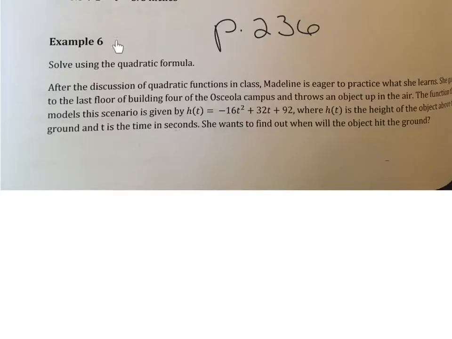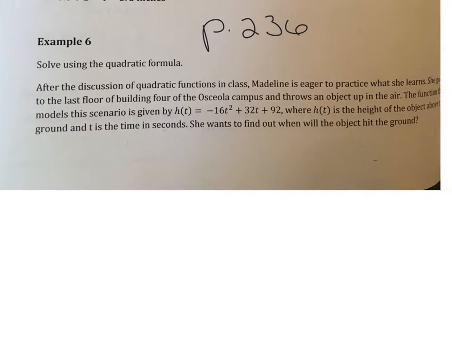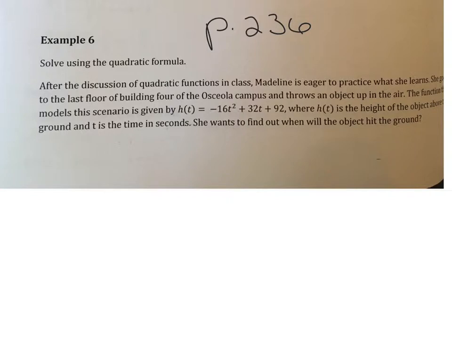All right, example 6. Solve using quadratic formula. This is on the bottom of page 236. After the discussion of quadratic functions in class, Madeline's eager to practice what she learned. She goes to the last floor of building 4 of the Osceola campus and throws an object up in the air. The function that models this scenario is given by h of t equals negative 16t squared plus 32t plus 92, where h of t is the height of the object above the ground and t is the time in seconds. She wants to find out when will the object hit the ground.